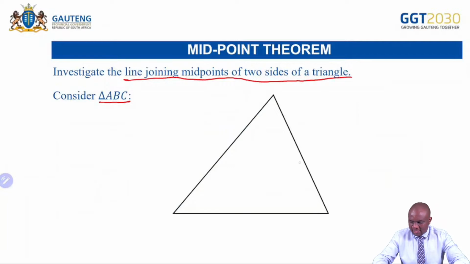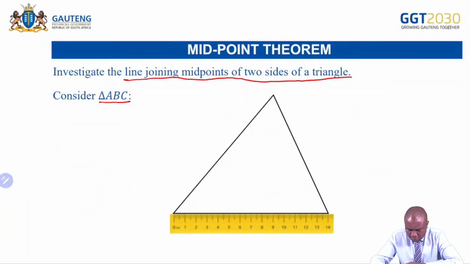Right, welcome back, Cretans. Let's do our measurements. I'll bring in the ruler. Do you see the ruler? What's the length of this line? It's 14. Maybe it's not clear there, but that is 14 centimeters. Let's name this side BC.